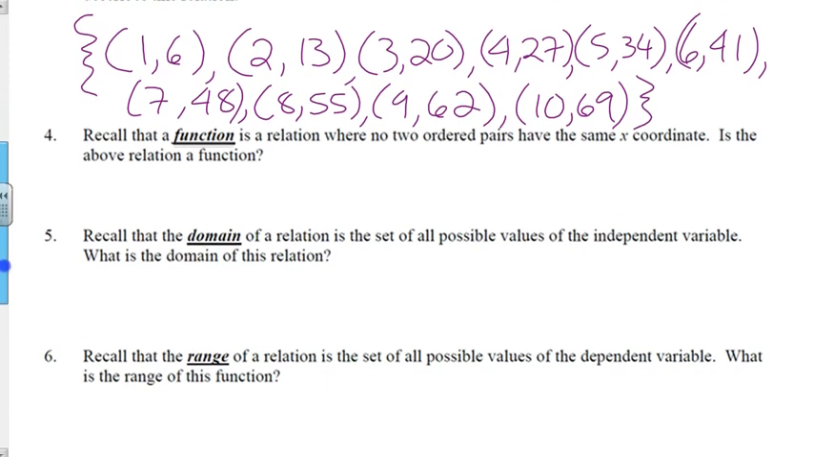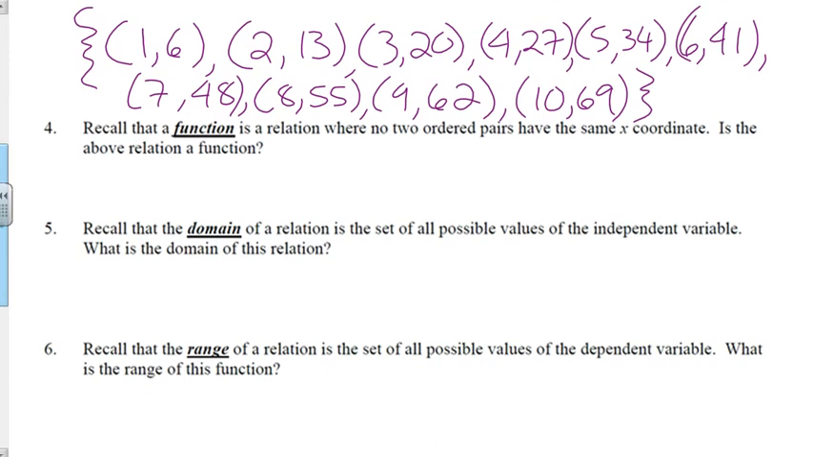Okay, now if you think back to last year, remember a function is a relation where no two ordered pairs have the same x coordinate. Is the above relation also a function? Yeah. Okay. So none of these ordered pairs have the same x. They all have a different x value, right? So yes.